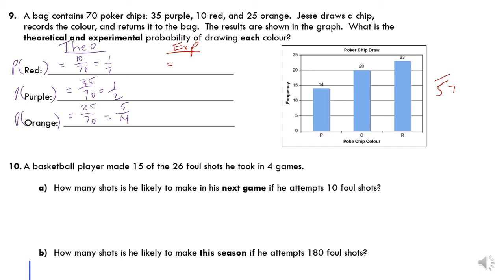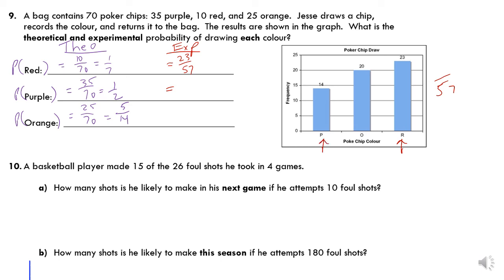Remember, this is not out of 70 because it's not the theoretical. This is what Jesse witnessed out of his 57 draws of the poker chips. So he drew red, which is right there, 23 out of 57 times. And then just double check, make sure that doesn't reduce anymore, or make it a percent. It doesn't reduce. Purple, right there.